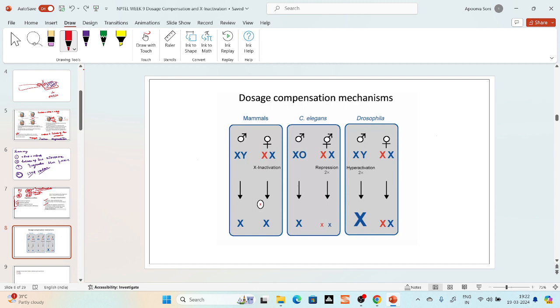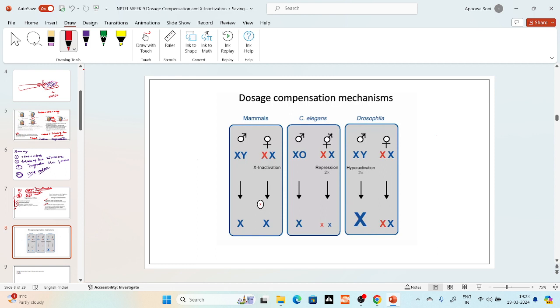Now, in the case of C. elegans, this is male and this is a hermaphrodite which has both male and female. So that's why it is written as XX. Okay. So now what happens? This will produce X, and this means that the expression of both of the X is reduced. So there is a repression. So this would be equivalent to this.